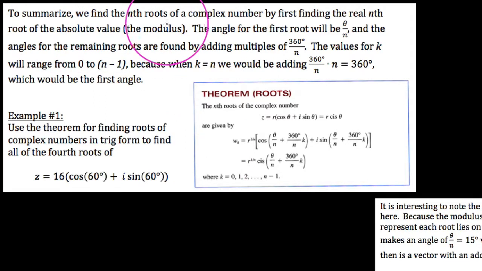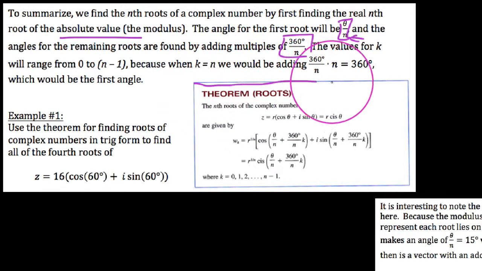To find the nth root of a complex number, what we're going to do is first find the nth root of the absolute value. And then the angle for the first root will be the original angle divided by n. So if you're taking the fourth root, you divide it by 4. Or the 10th root, you divide it by 10. So just take the original angle and divide it by this. And then we continue finding roots by adding on multiples of 360 degrees over n, or all coterminal angles.